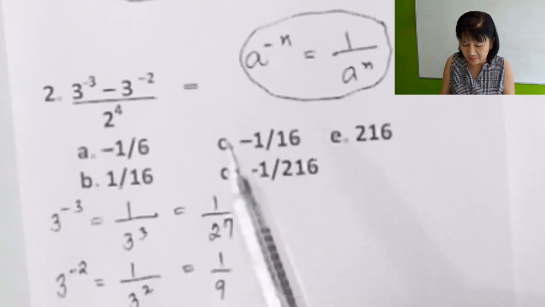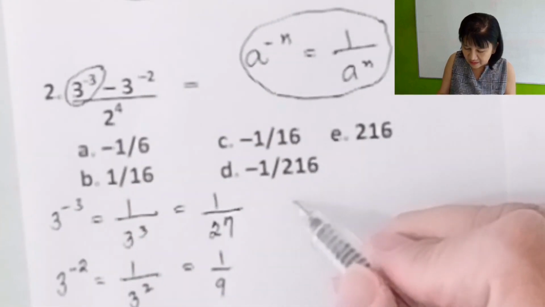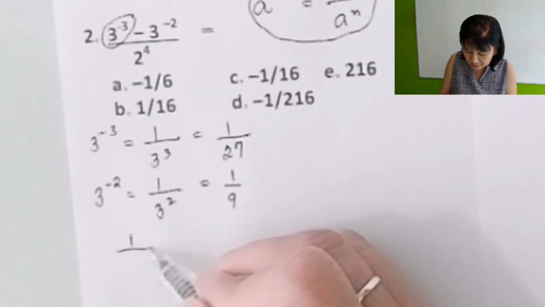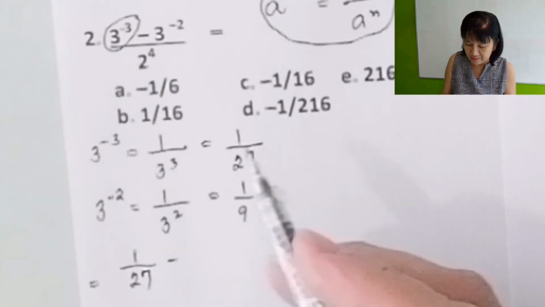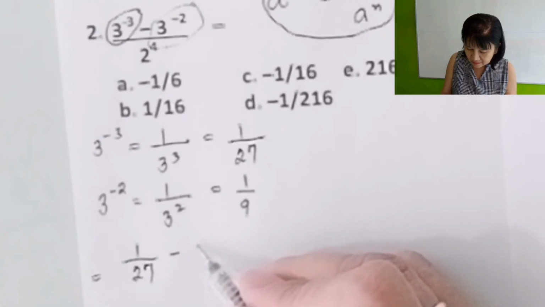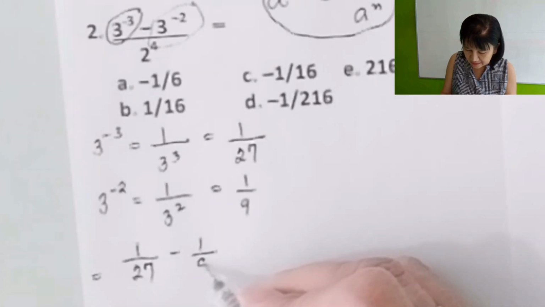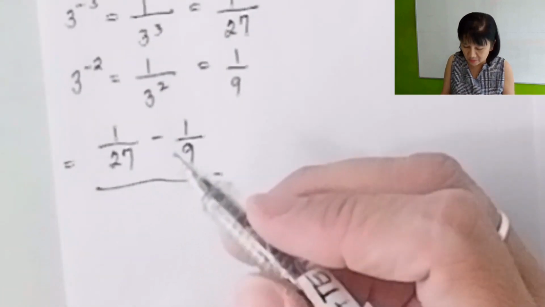Then substitute the values here. So 3 to the negative 3 is 1 over 27, minus 3 to the negative 2 is 1 over 9, all over 2 to the 4th. 2 times 2, 4 times 2, 8 times 2, 16.